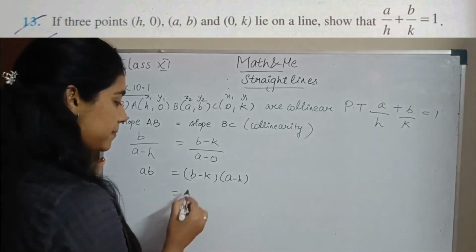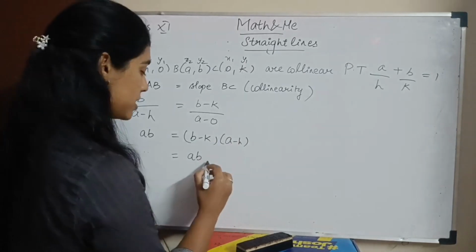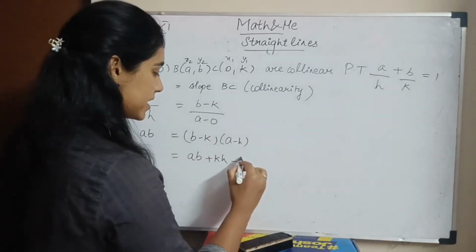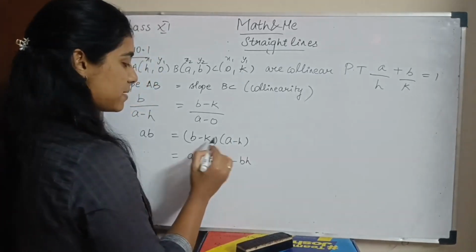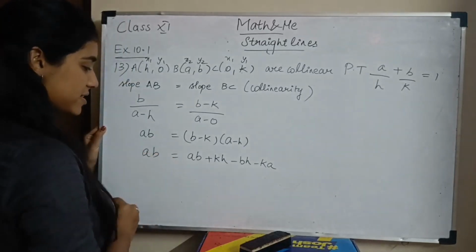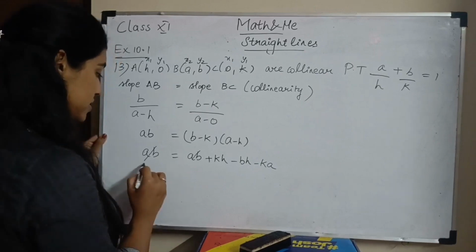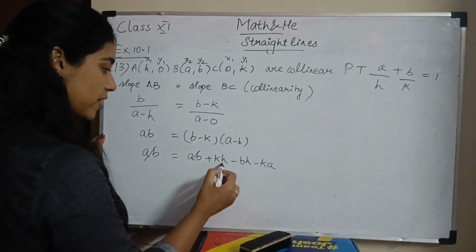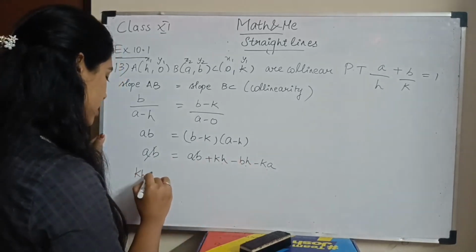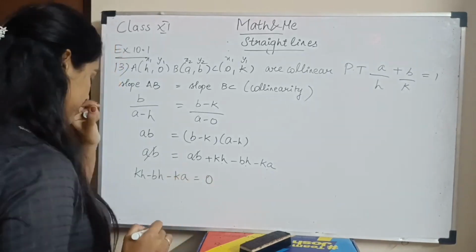So when I multiply, you have ab, k into h, minus into minus plus, so you have plus ah, then you have b times minus h, so minus bh, k times a, so you have minus ka, and you have ab on the left hand side. So here ab and ab get cancelled, so you have a 0 here. So what happens then? You have kh minus bh equals ka, so kh minus bh minus ka equals 0.